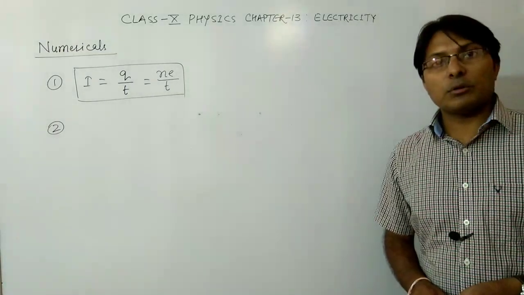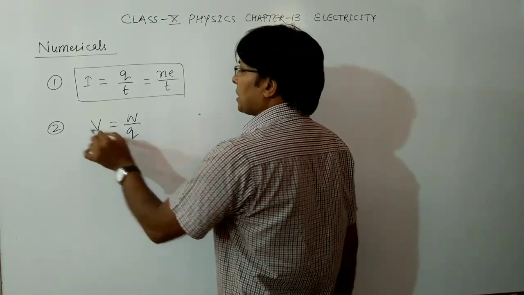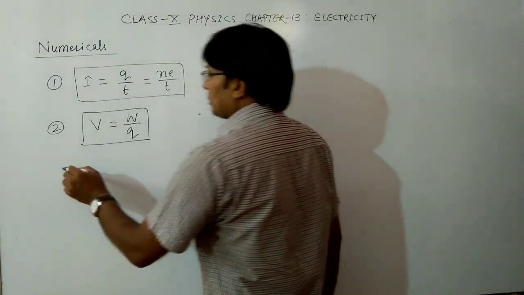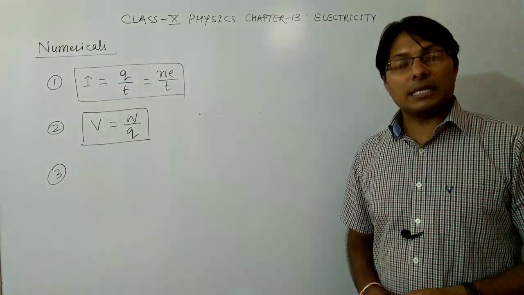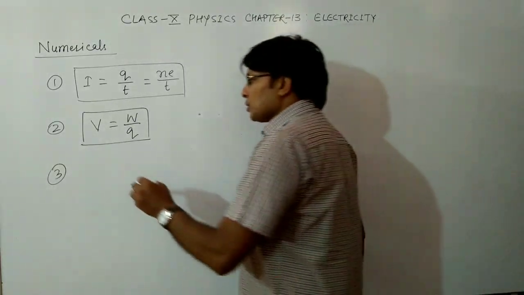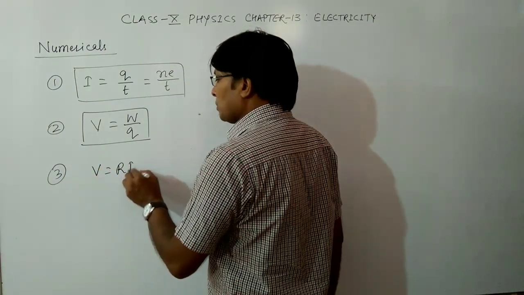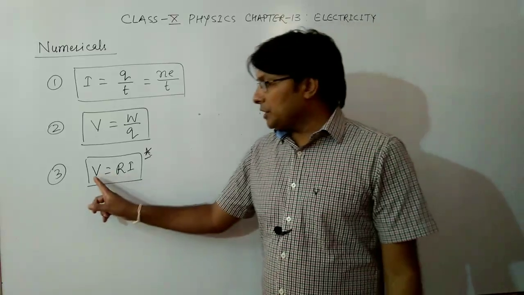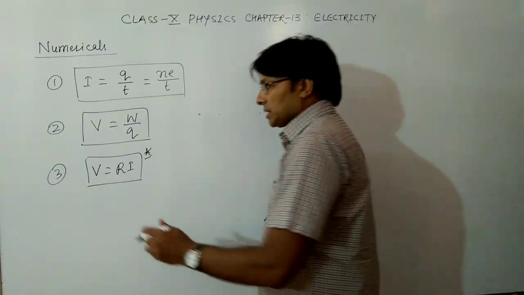Next we have discussed electric potential, and you all know that the formula for electric potential is work done per unit charge, that is V is equal to W upon Q. And the third formula we have discussed was of resistance, in which we discussed Ohm's law. So what was Ohm's law? According to Ohm's law, V is directly proportional to I, and from Ohm's law we can write V is equal to RI. This is also a very important formula which gives the relation between potential difference, resistance and current flowing through the wire or that resistance.